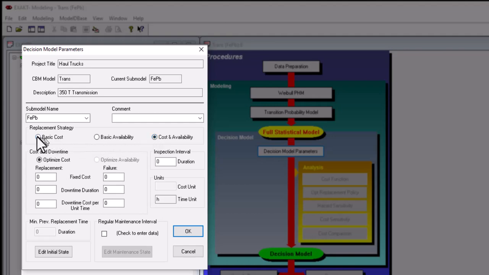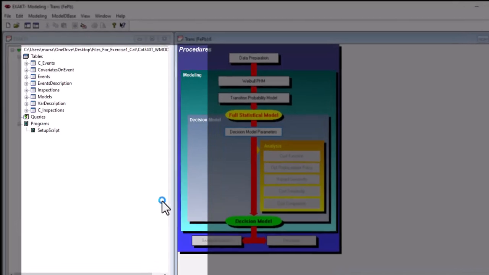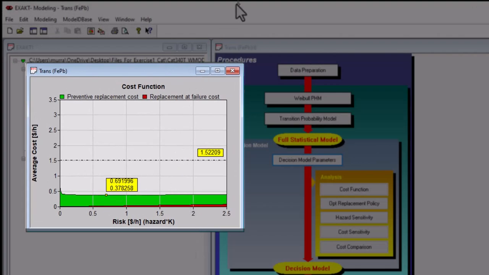We'll choose the simplest optimization, cost. The user supplies relative cost estimates for replacement and failure. Replacement cost, say $1,200. Failure cost, say $6,000. That gives us a graph of the average cost of ownership as a function of risk.